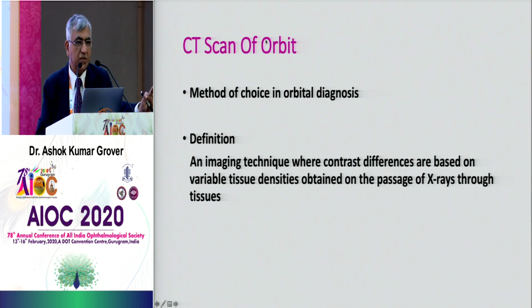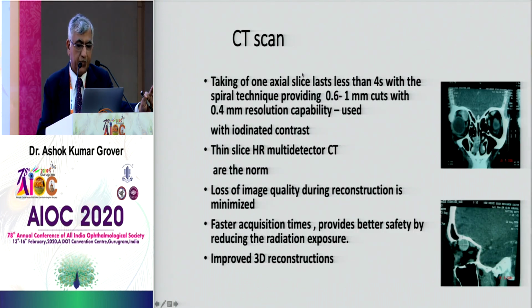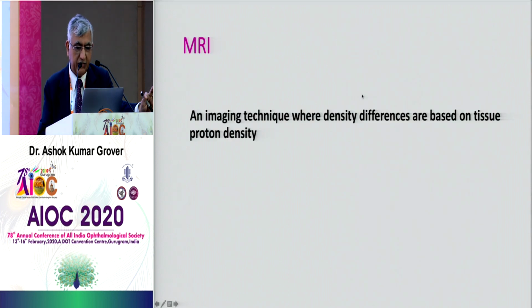So CT scan often is still a method of choice in orbital diagnosis, where you look at the contrast differences based on the densities obtained on passage of X-rays through the tissues. So the different densities, which you measure as Hounsfield units, are important, and these are the attenuation values which you look at. And it is important to use advanced spiral techniques or the more advanced techniques, and use finer cuts where indicated to get the right kind of idea. And you can have those where the tissues are highlighted better, or where the bones are highlighted better, the bone density windows and the tissue density windows.